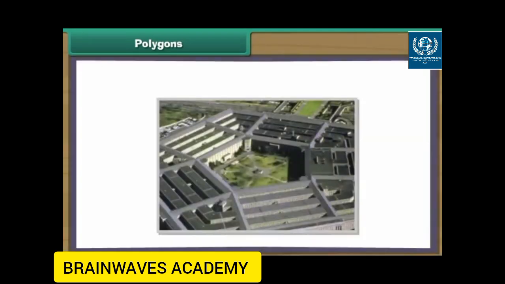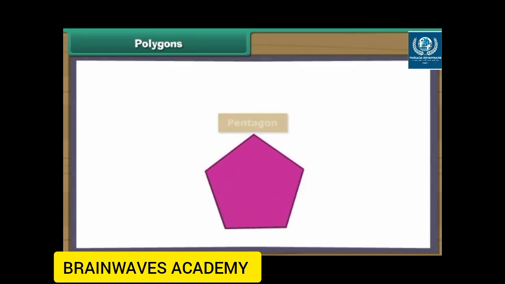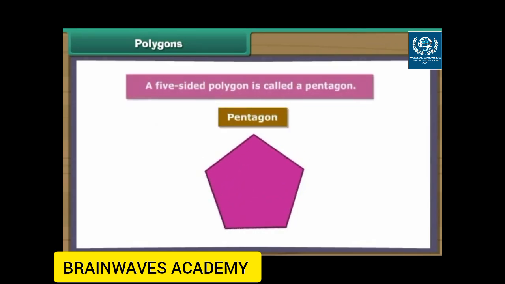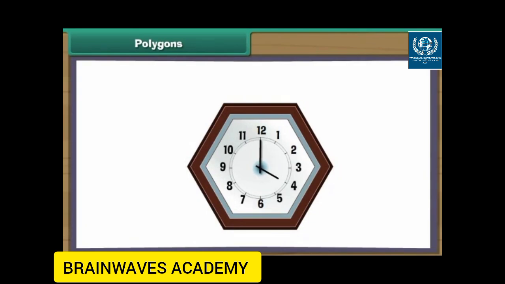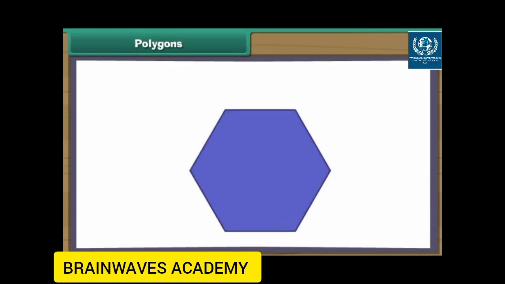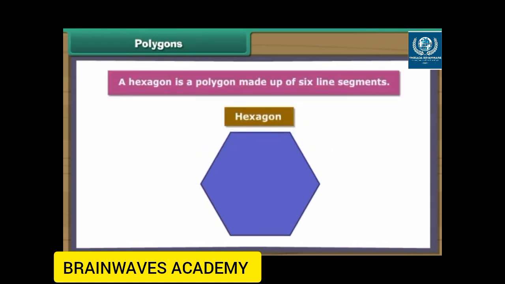Look at this image of US Army headquarters. It is known as Pentagon, as it has 5 sides. A 5-sided polygon is called a pentagon. Here is a clock. Let us provide its borders. We have a border of 6 line segments for the clock. A hexagon is a polygon made up of 6 line segments.